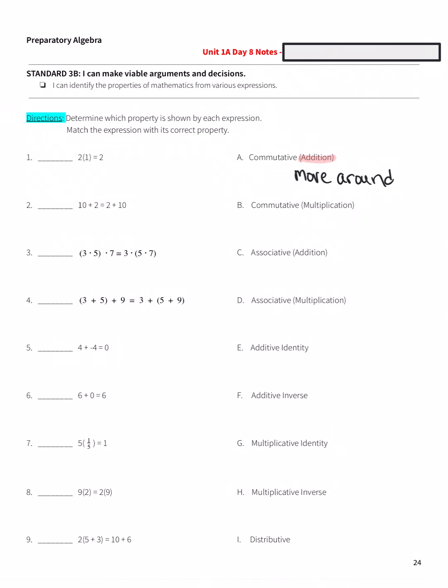So if I look right here, I have an addition problem. 6 plus 0 is equal to 6. That's not the same numbers moved around. So I know that would not be it. Then I keep looking. Oh, 4 plus negative 4 equals 0. That is not the numbers moved around. Ooh, but I look up here. 10 plus 2 is equal to 2 plus 10. That is the same numbers moved around. So I know that that is the commutative property.